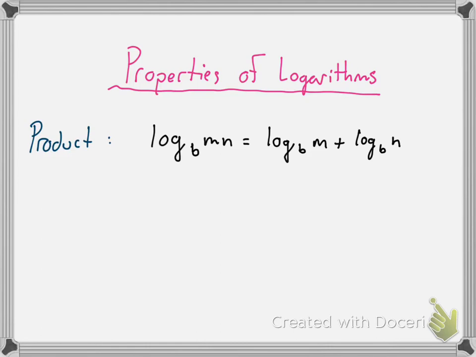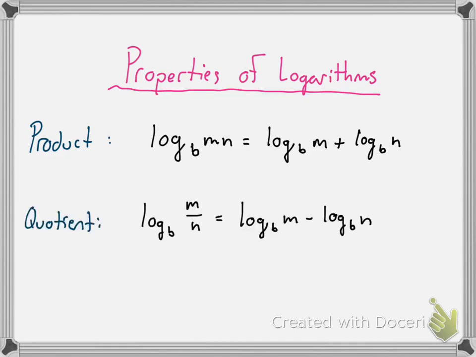If we have log base b of mn, I could expand that to say log base b of m plus log base b of n. On the other hand, the quotient property: if we had something like log base b of m over n, I could expand that to subtract the two. So I would say log base b of m minus log base b of n.